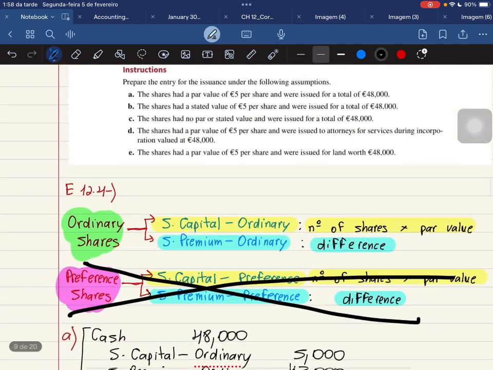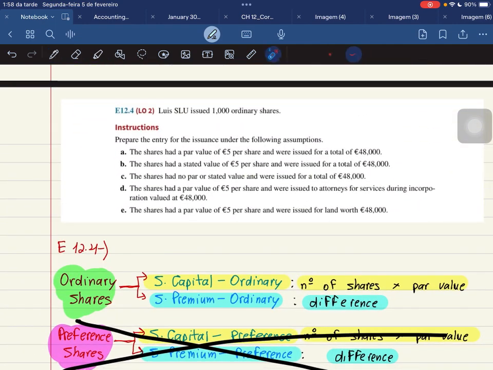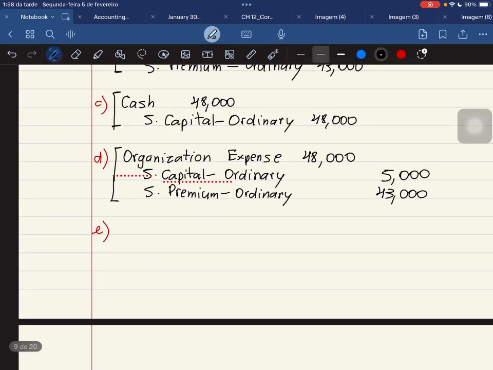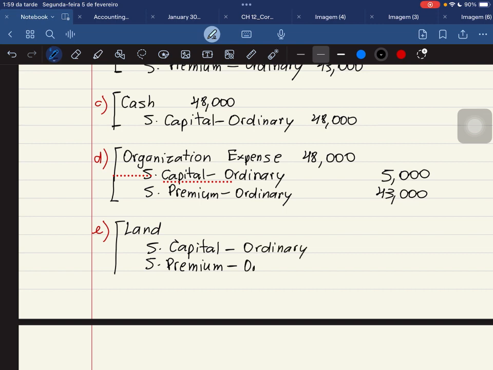Last one, letter E. The shares had a par value of 5, so the same number again, and were issued for land worth $48,000. So it is the same thing. They were not issued for cash. In this case, they were issued for land, so we're debiting land. And again, since the par value is the same and we're issuing the same kind of shares again, we are also going to be crediting the same accounts: share capital ordinary and share premium ordinary. And since the values are the same, we can repeat them as well.